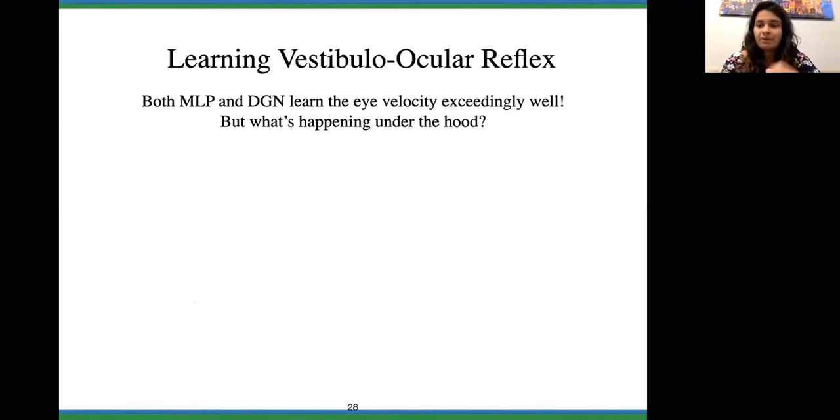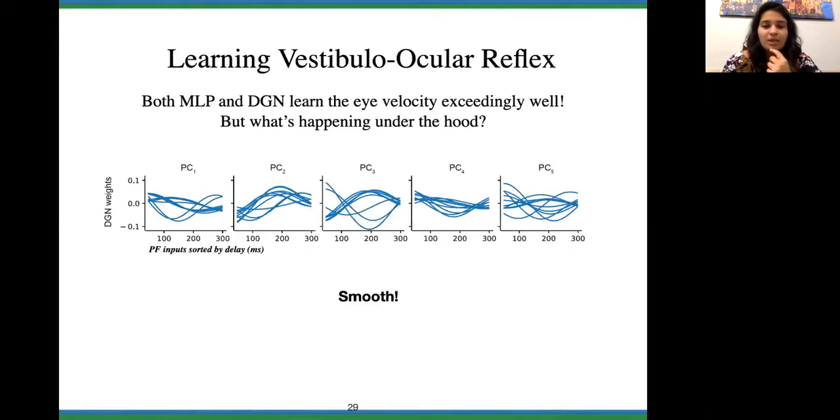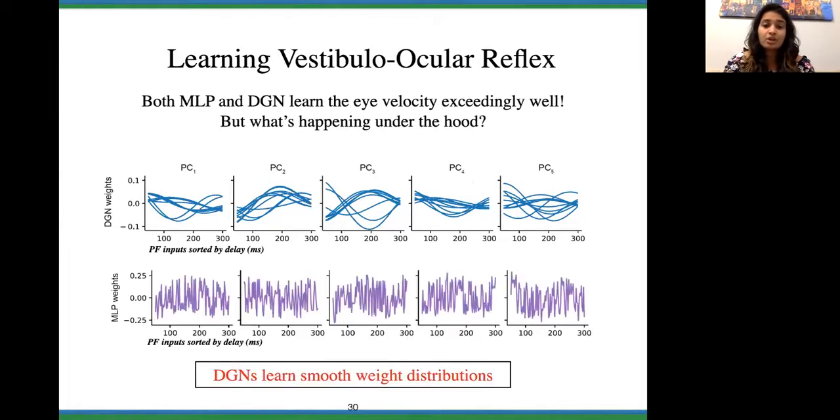But if you look under the hood, here I plot 5 Purkinje cells, where each Purkinje cell is a hidden unit, and each has several branches coming out of it. Each curve corresponds to one branch, and each branch has several parallel fibers synapsing onto it. Along each curve, I'm plotting the incoming weights from all these parallel fibers, sorted on the x-axis according to the delay of the parallel fiber. You see very smooth curves in each and every Purkinje cell. In contrast, the MLP doesn't quite have the smoothness.